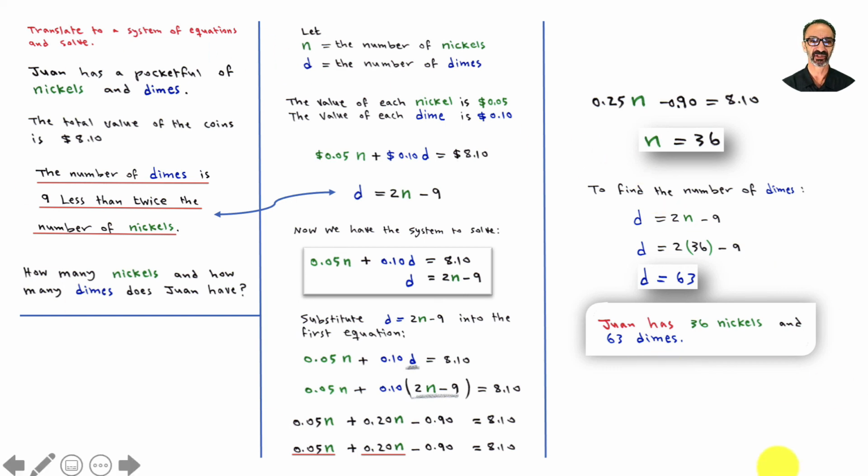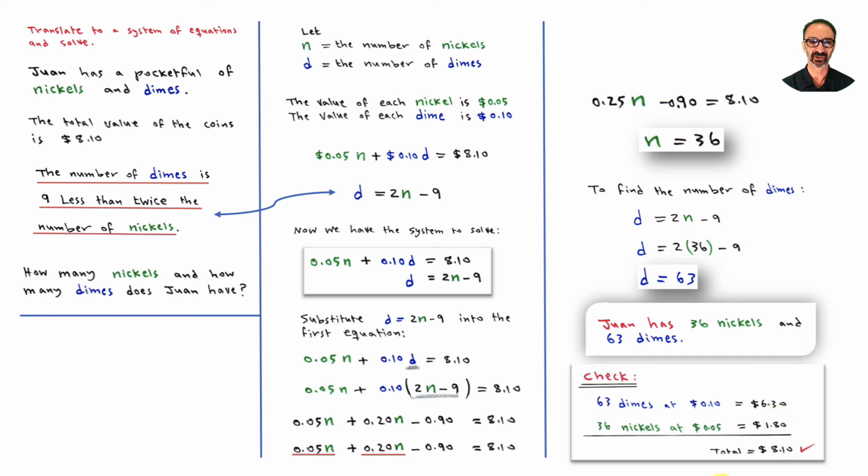After all this work, if this is worth, let's say, 10 points, 20 points on an exam and you have time, why not? Check the answer. 63 dimes at 10 cents a value for a dime will be $6.30. So you multiply this by this, you move the decimal once to the left, and that's what you get. 36 nickels at 0.05, multiply them together, that's a total amount right here. You get $1.80.